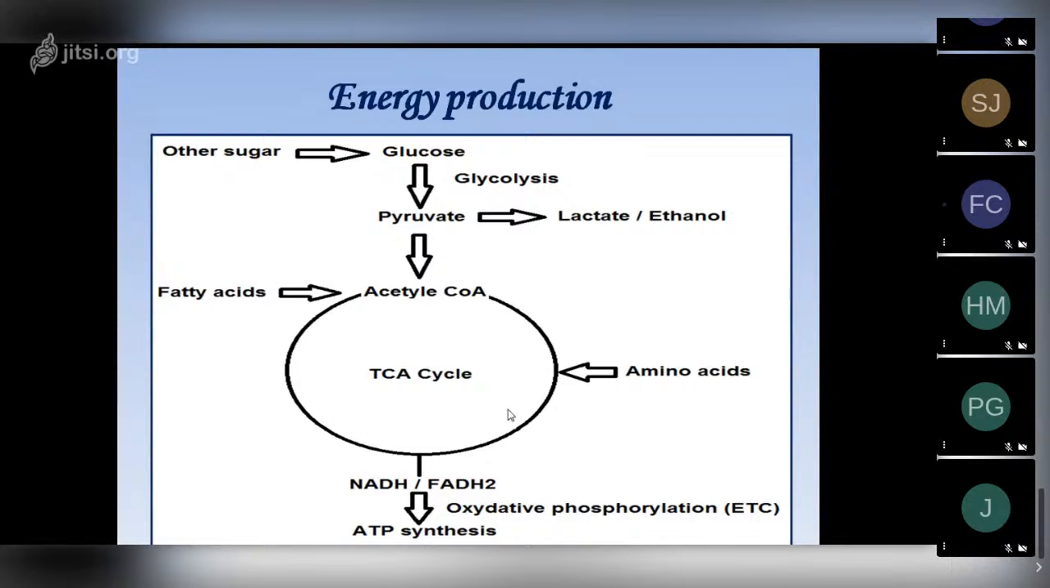You cannot see nucleic acid here because, as I told you, nucleic acid is a supervisor, a central supervisor. They will just look after whether this pathway is running smoothly or not. So nucleic acid is not directly involved in the energy production, but yes, nucleic acid will take care of whether the pathway is going smoothly or not.